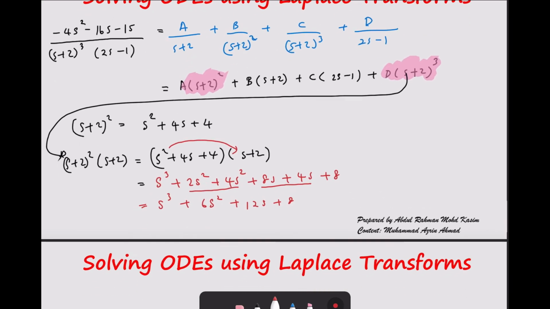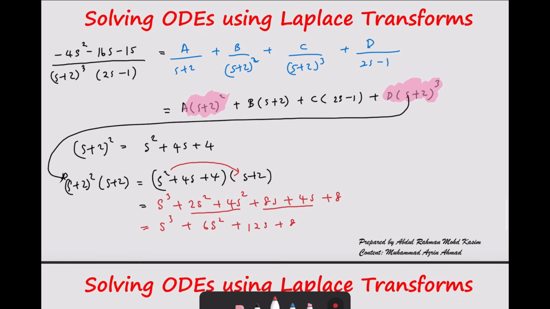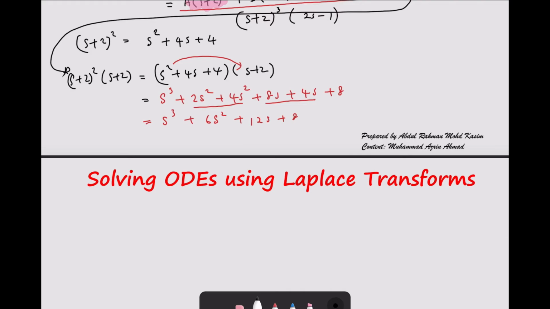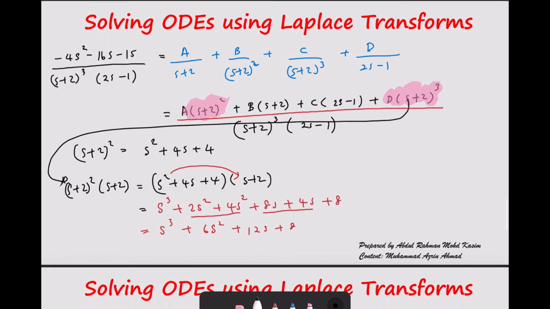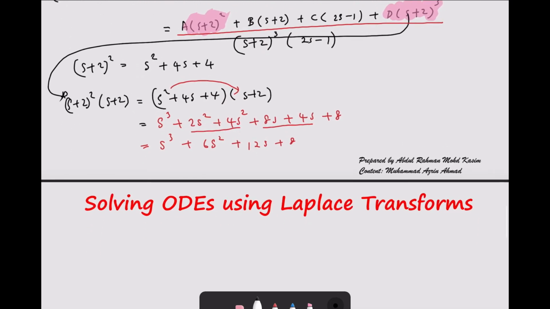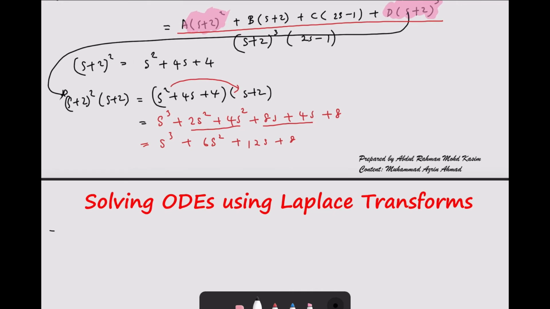Okay, so now you may put all together over here. Basically, its denominator becomes s plus 2 cubed times 2s minus 1. Now you need to insert back, since we already have the equal denominator. So you just need to compare its numerator. The numerator we have is negative 4s squared, minus 16s, and minus 15.